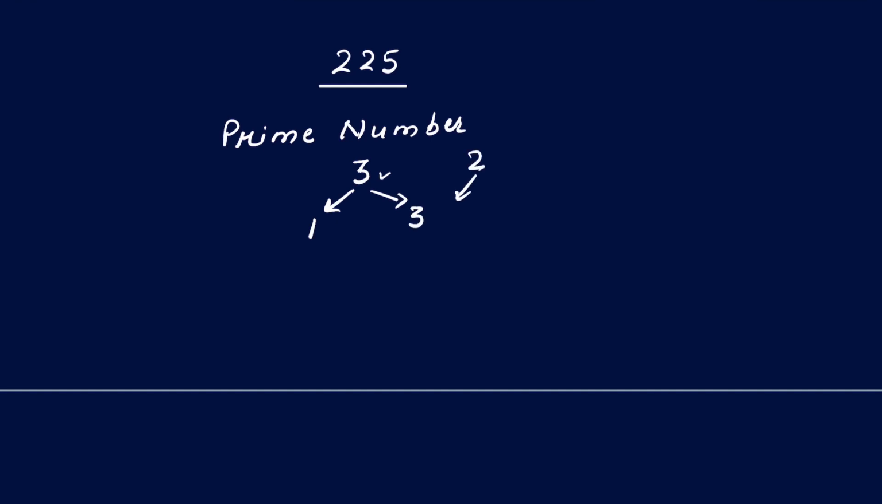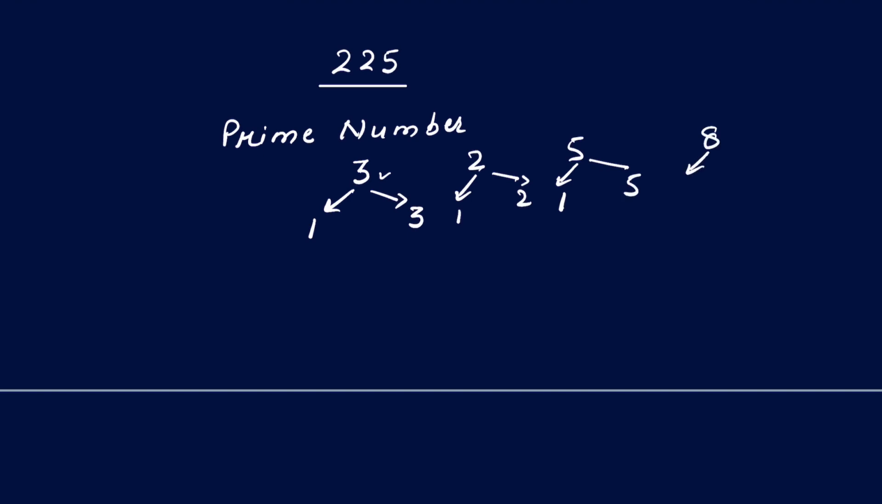First, we find the prime factors of this number. What is a prime number? A prime number is a number which is divisible by only two numbers, the number itself and 1. For example, 3. It is divisible by 1 and the number itself, 3. No other number divides 3. 2 is also a prime number. It is divisible by only 1 and 2. 5 is also a prime number. So, these are the prime numbers.